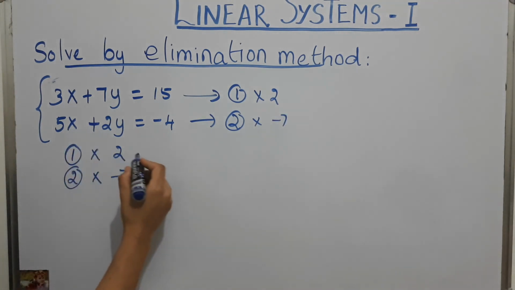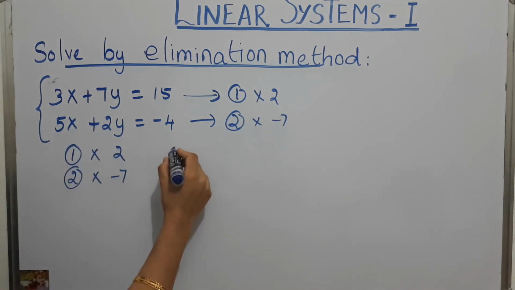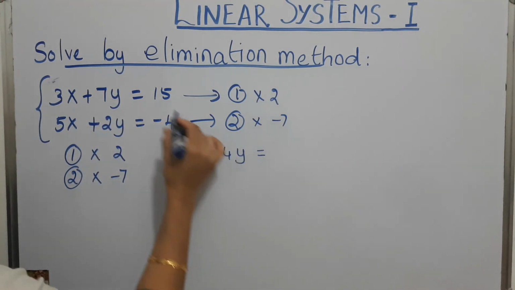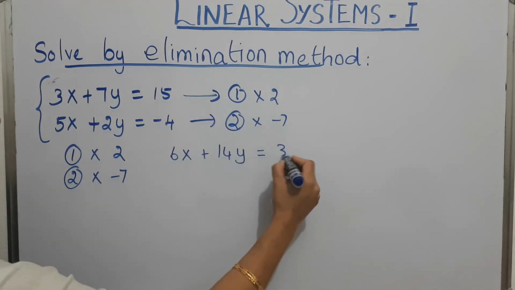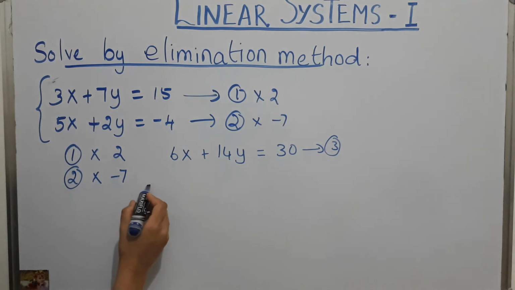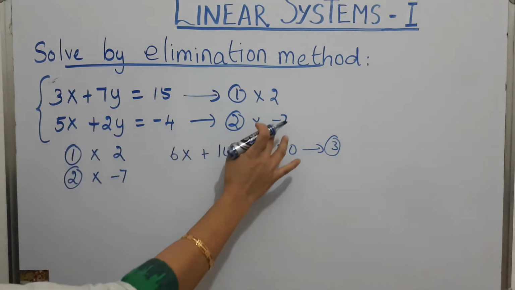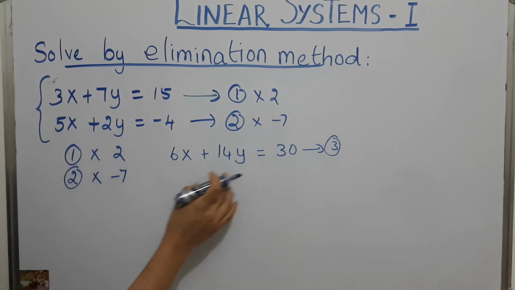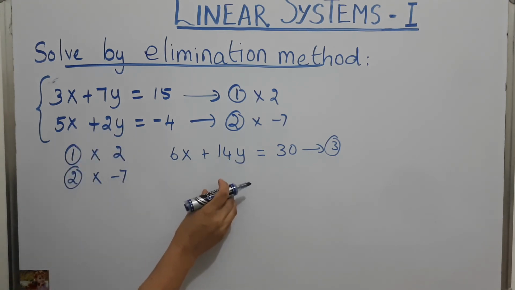So you will get 3 times 2 is 6x plus 7 times 2 is 14y, that is equal to 15 times 2 is 30. Okay, let us consider this as the third equation. And then the second equation must be multiplied by negative 7 so that it will become minus 14. Okay, so then plus 14 and minus 14 will be eliminated.